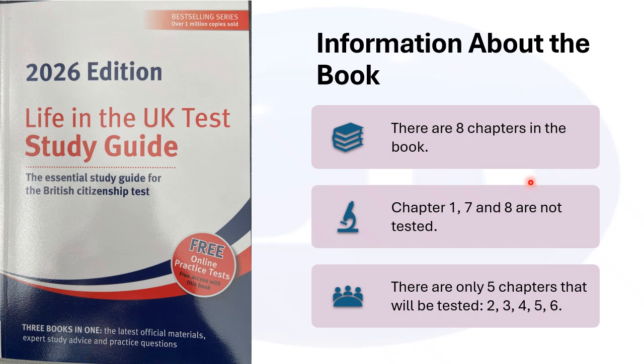Okay. There are 8 chapters in the book, and chapters 1, 7, and 8 are not tested. We only have to learn and understand and cover chapters 2, 3, 4, 5, and 6, because these are the chapters from which you will have questions in the exam. If you have the study guide, fine. If you don't have it, you can buy it. If you don't want to buy it, you can maybe get it from the library.